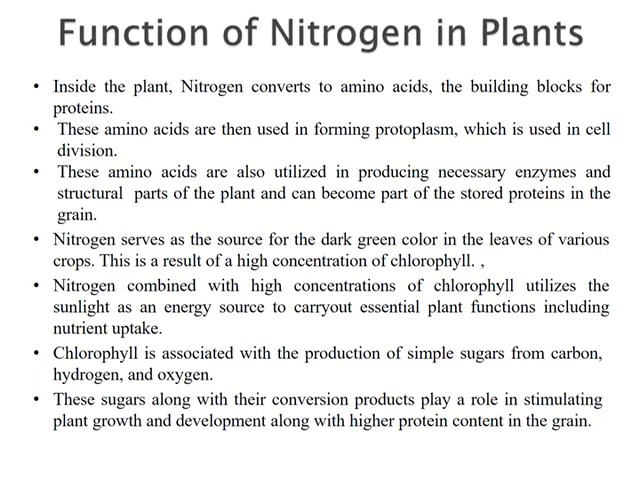Nitrogen serves as a source for the dark green color in the leaves of various crops. This is a result of high concentration of chlorophyll. Nitrogen combined with high concentration of chlorophyll utilizes the sunlight as an energy source to carry out essential plant functions including nutrient uptake. Chlorophyll is associated with the production of simple sugars from carbon, hydrogen, and oxygen. These sugars, along with their conversion products, play a role in stimulating plant growth and development along with higher protein content in grain.